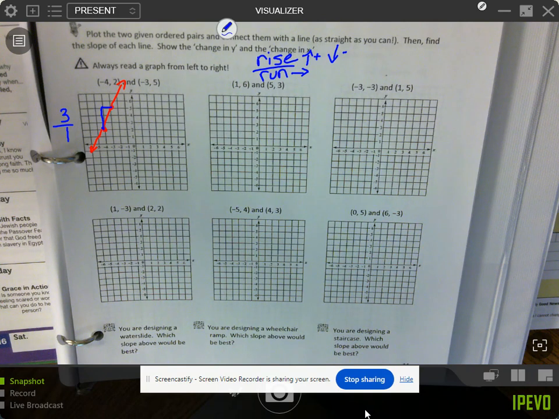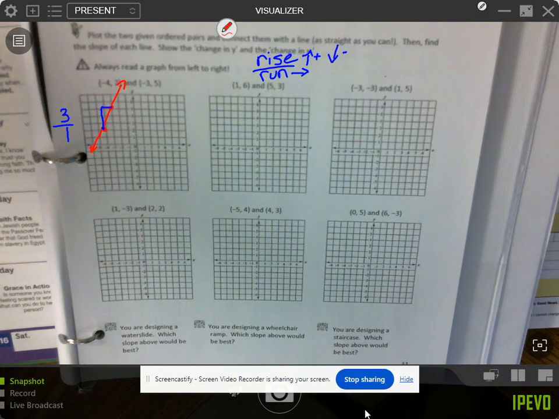Can I simplify that at all? No. Once we get in the groove of finding our slope, we will be adding on to the slope in the future, doing more complicated things. But we're starting off with the basic find the slope. So let's look at my next one.